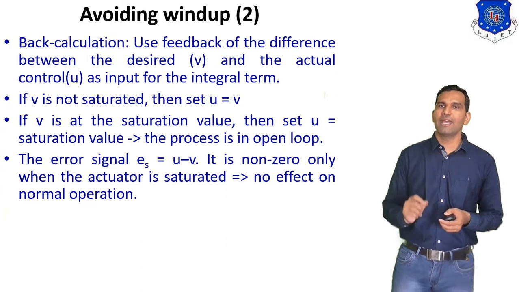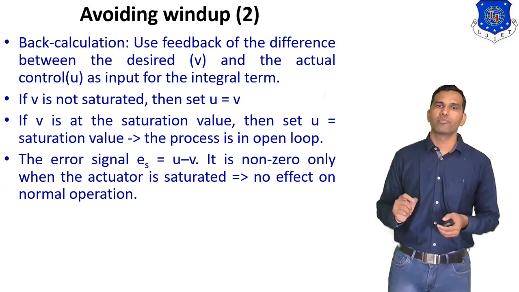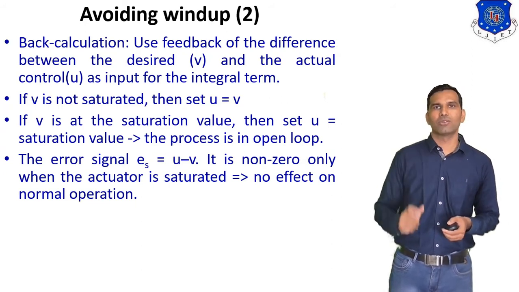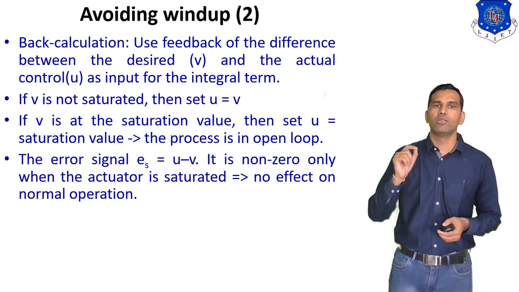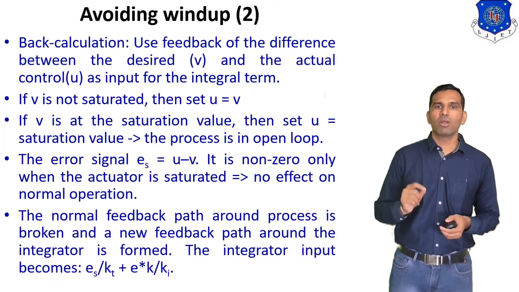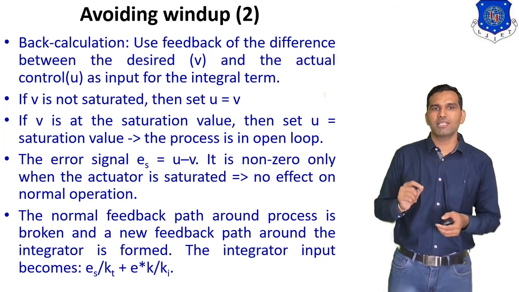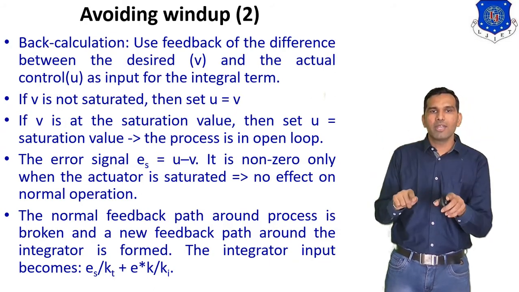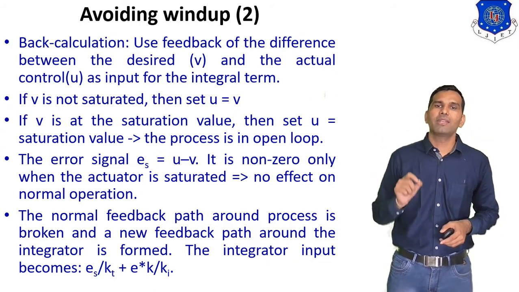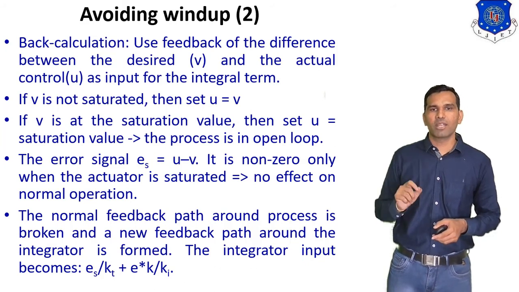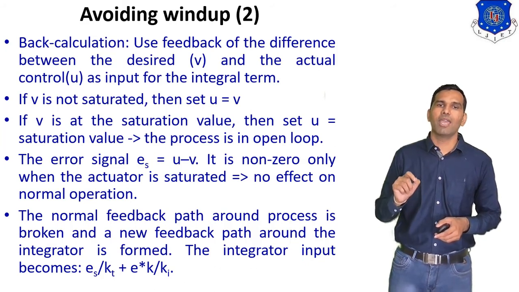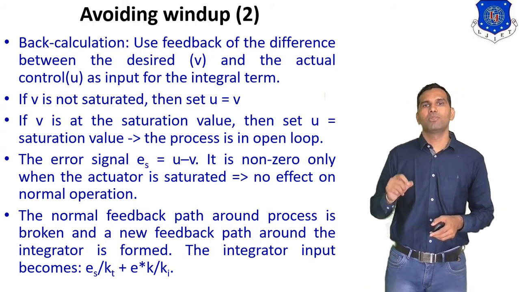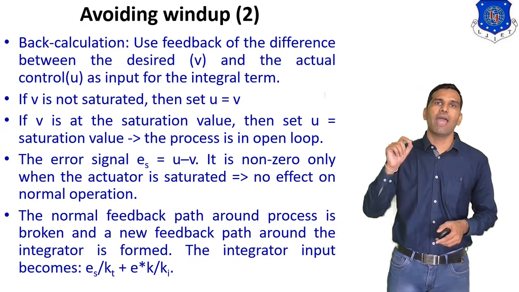The error signal ES is equal to U minus V. It is non-zero only when the actuator is saturated, or we can say there is no effect on normal operation. The normal feedback path around the process is broken and a new feedback path around the integrator is formed. The integrator input becomes ES upon KT plus E times K upon KR. So this way we can reduce the effect of the windup; this is the anti-windup strategy.